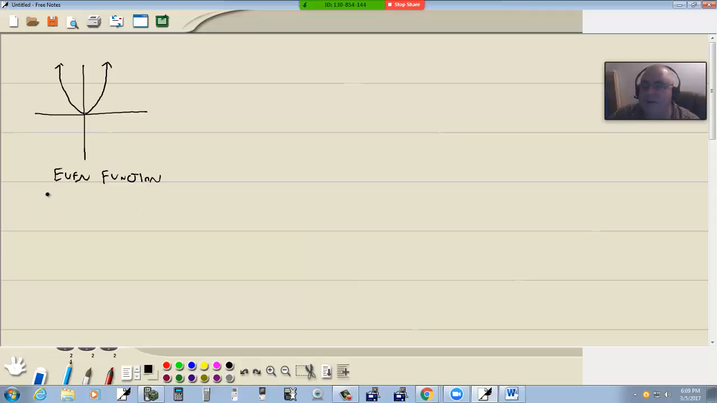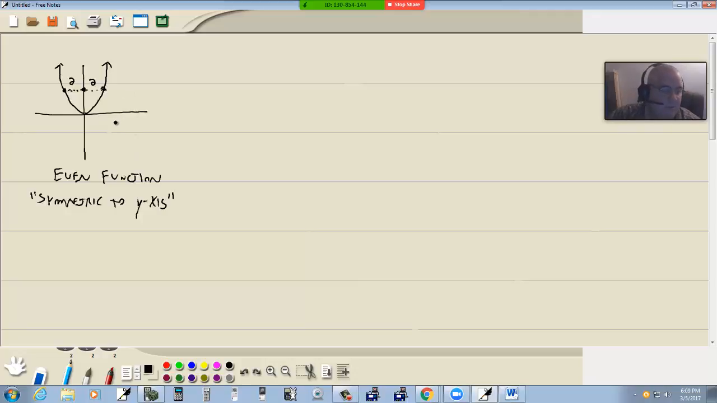And why it's an even function is it's symmetric to the y-axis. Now symmetric to the y-axis means if I were to pick a point here, if I come straight over to my graph, let's say that distance is 2. If I come straight over to this point on this graph, this distance will also be true. And that's true for every point on our graph. It's equal distance from the y-axis.